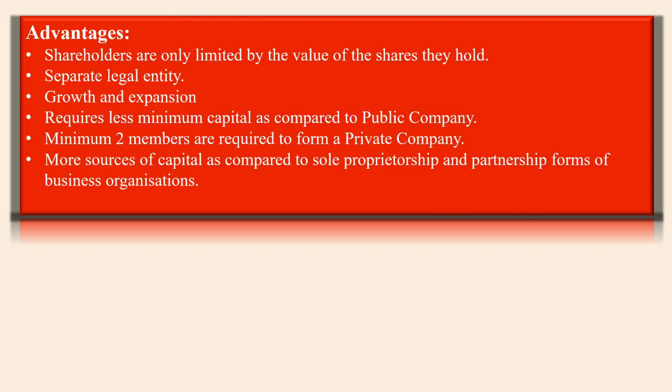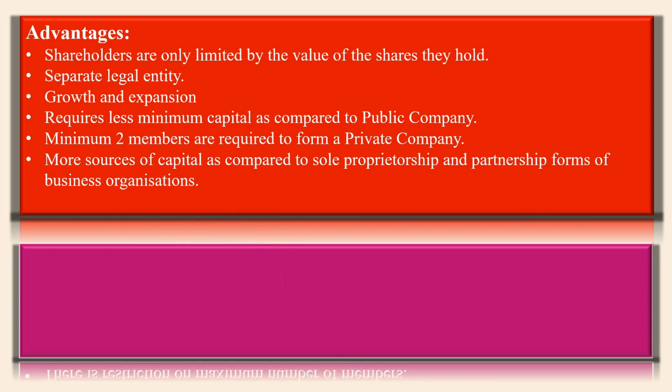Next comes more sources of capital as compared to sole proprietorship and partnership forms of business organization. See, the private limited company has more sources of capital as compared to the sole proprietorship and partnership forms of business organization. This is because it has a higher limit of 200 people who can co-own the business and make financial contributions, compared to the limit of 20 people in the partnership and 1 person in the sole proprietorship. That is why it says more sources of capital as compared to the sole proprietorship and partnership forms of business. Okay. Now we will see the disadvantages.